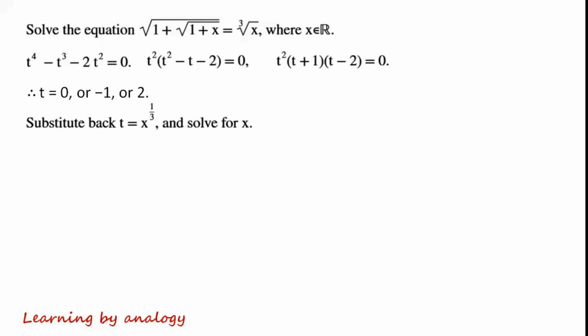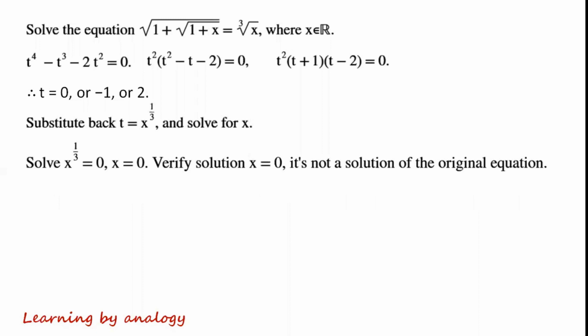Now substitute back t equals x to the power of 1 over 3 and solve for x. Solve x to the power of 1 over 3 equals 0. x equals 0. Verify the solution. x equals 0 is not a solution of the original equation.